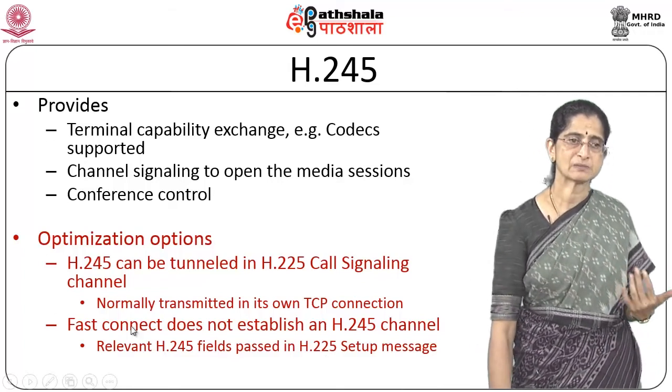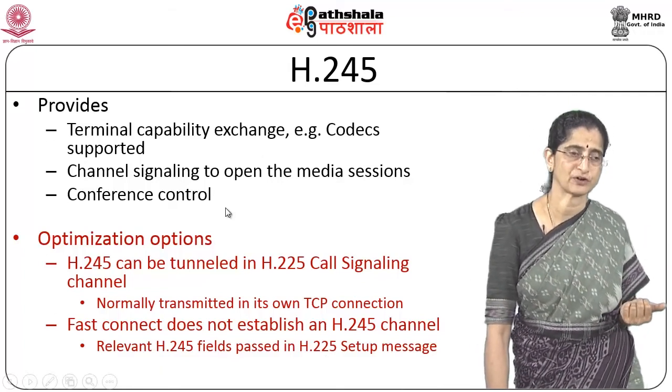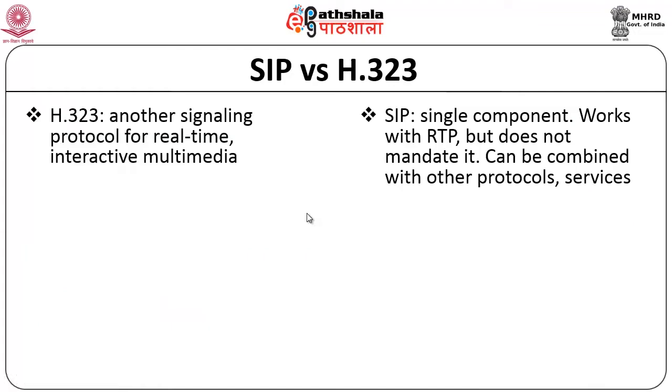So these are some options which are supported on H.245. So now let's look at a quick comparison between the SIP protocol and the H.323 protocol. We said that both these are used for similar purposes, right, that is for establishing signaling and so on. So what are the key differences between these two?